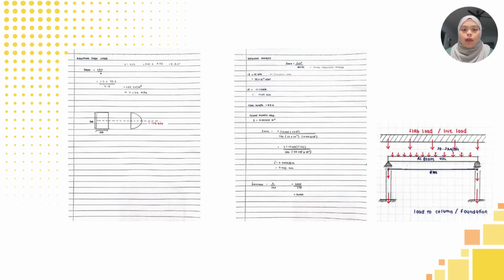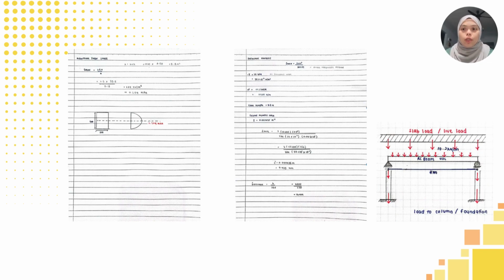Last slide is stress and deflection analysis. The maximum shear force is used to calculate the maximum shear stress, which occurs at the neutral axis. The calculated shear stress is within the allowable limit. The maximum deflection occurs at midspan and is smaller than the allowable limit of L over 250.